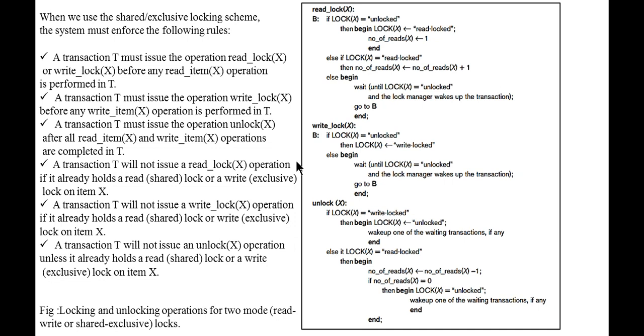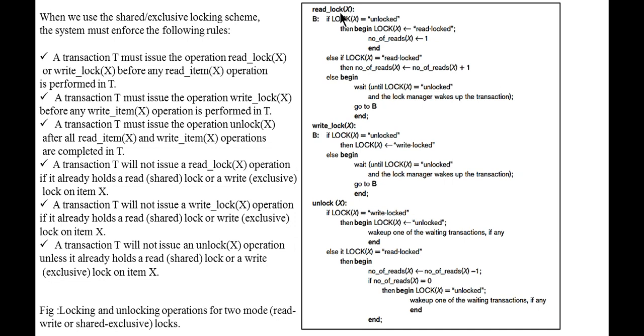Similarly, if read lock and write lock are already held on an item X, then there is no need to issue either a read lock or write lock operation. Similarly, if an item is not being held by the transaction, it's not necessary to issue an unlock operation. So these are the basic rules of the shared and exclusive locking scheme, and you can see the pseudocode here.